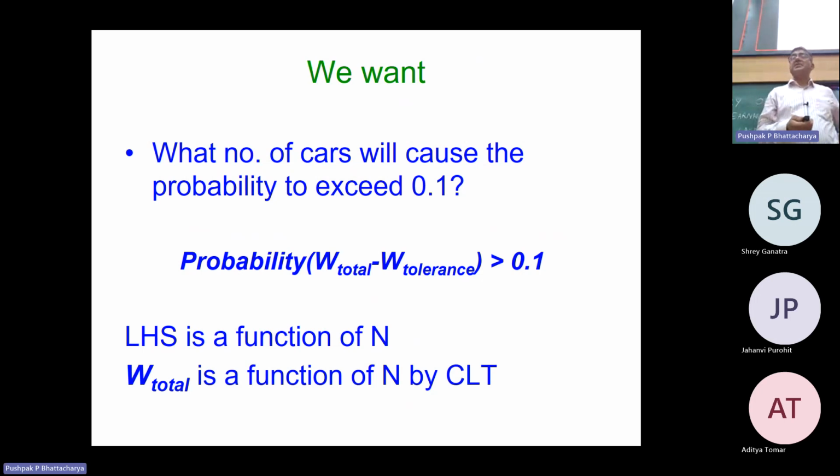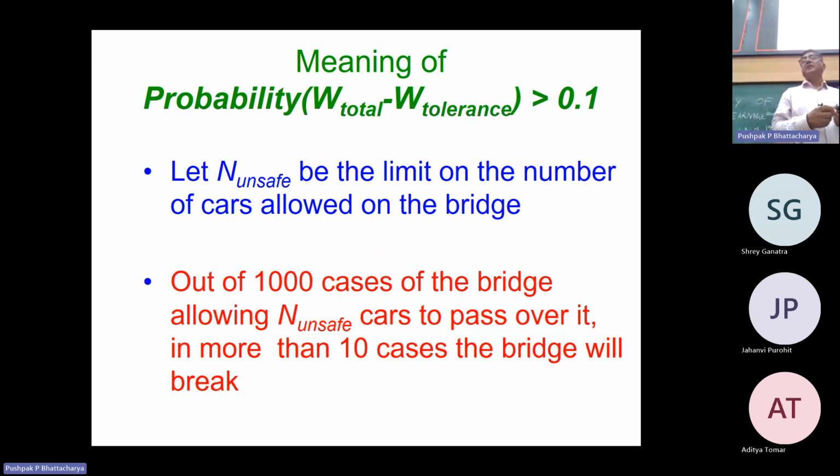So the LHS is a function of n and W total is also a function of n by the central limit theorem. So now let's work with this expression, okay, for another 15 minutes or so. So the meaning of the probability of W total minus W tolerance greater than 0 being greater than 0.01: let n unsafe be the limit on the number of cars allowed on the bridge. So what does this mean? This probability expression means out of 1,000 cases of the bridge allowing n unsafe cars to pass over it, in more than 10 cases the bridge will break. Okay, so that is the meaning of this probability exceeding 0.01.